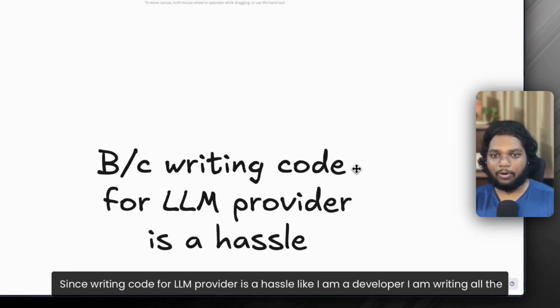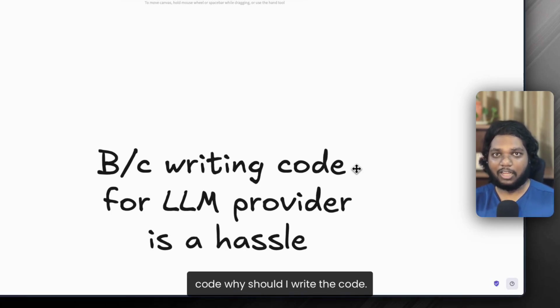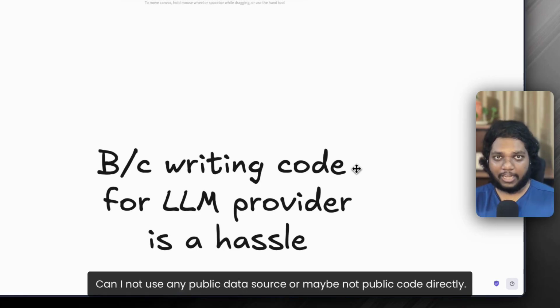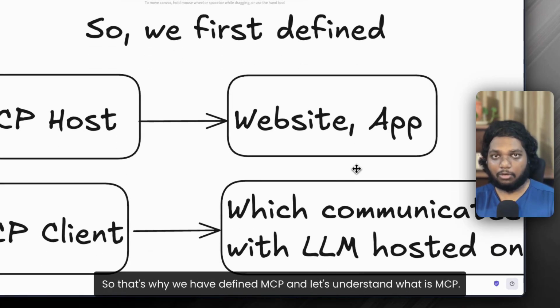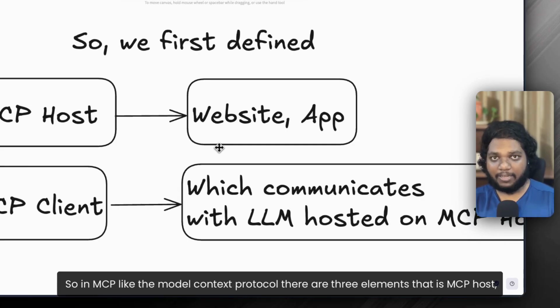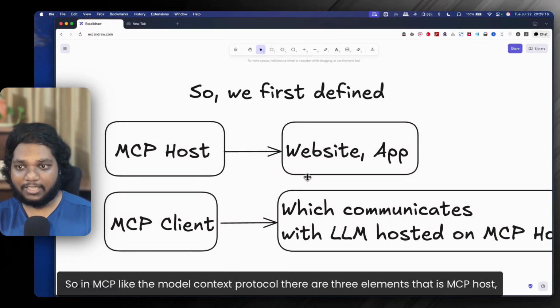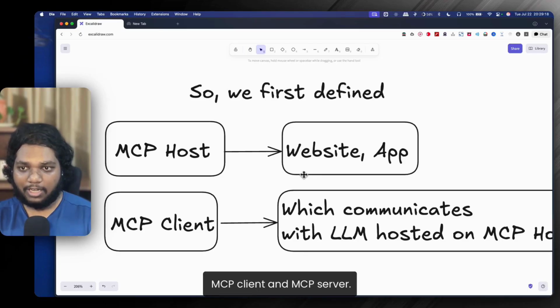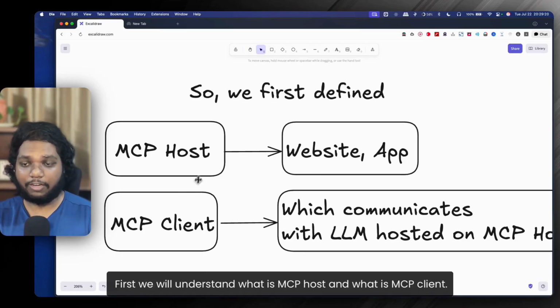Since writing code for an LLM provider is a hassle, like I am a developer, I am writing all the code. Why should I write the code? Can I not use any public data source, or maybe public code directly? So that's why we have defined MCP, and let's understand what MCP is. In MCP, the Model Context Protocol, there are three elements: MCP host, MCP client, and MCP server. First, we will understand what MCP host and MCP client are.